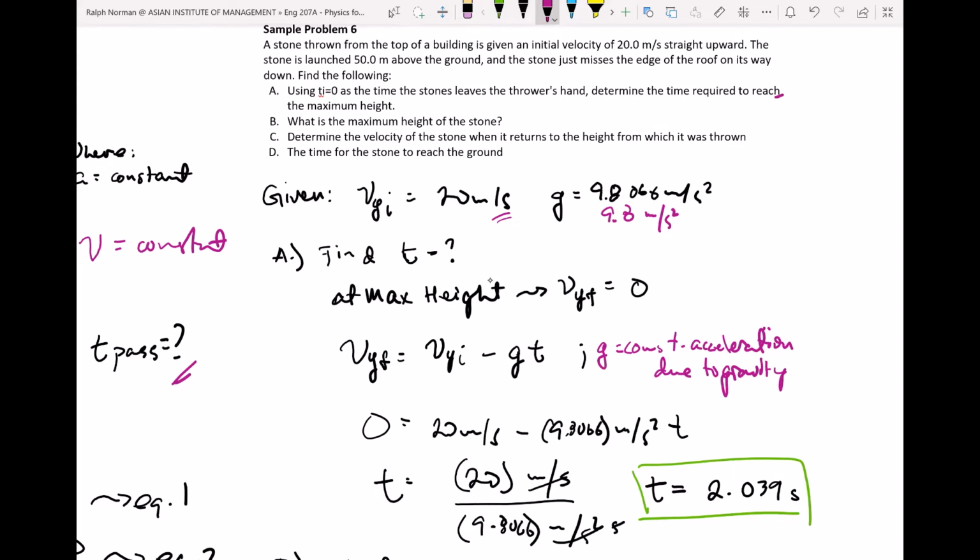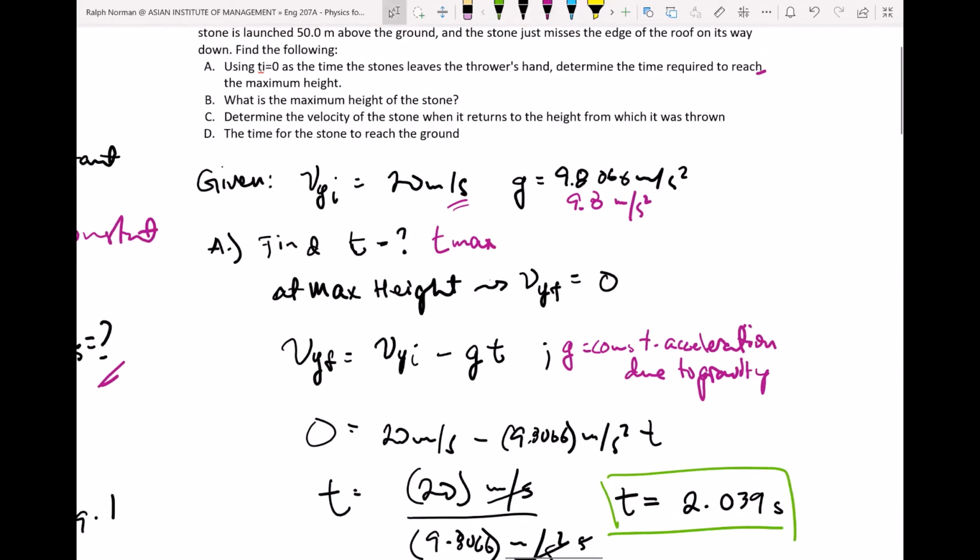So we're being asked to find t max, so to speak, when the stone has max height. And if you're going to dissect that, at max height, you know very well that your final velocity would be 0. You know that your g is 9.8066, which is negative, and you know you are at constant acceleration. So we can make use of this formula: Vyf equals Vyi minus gt, where g is your constant acceleration due to gravity.